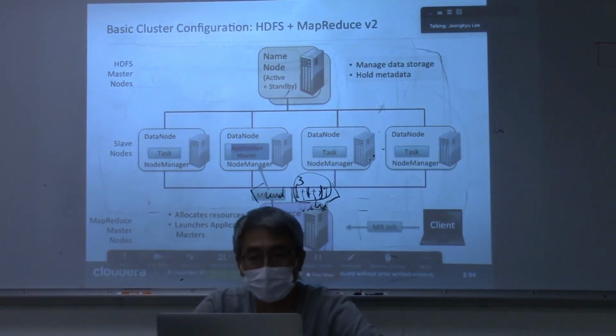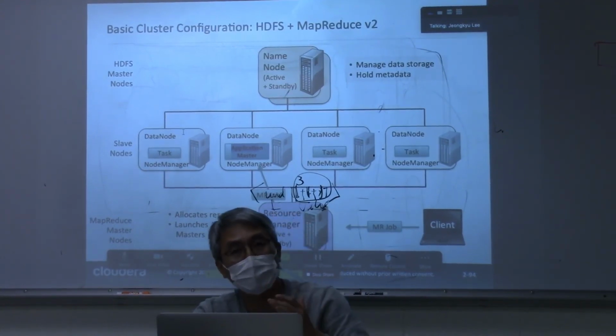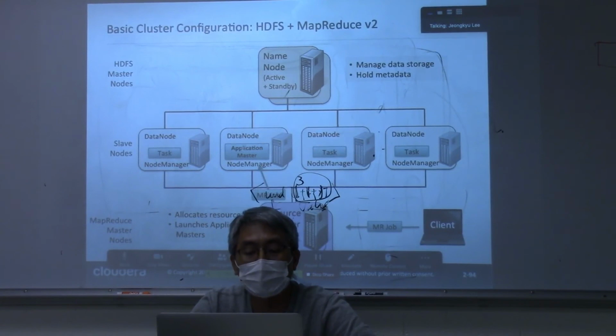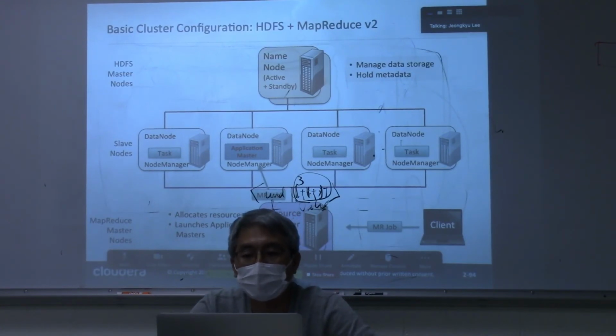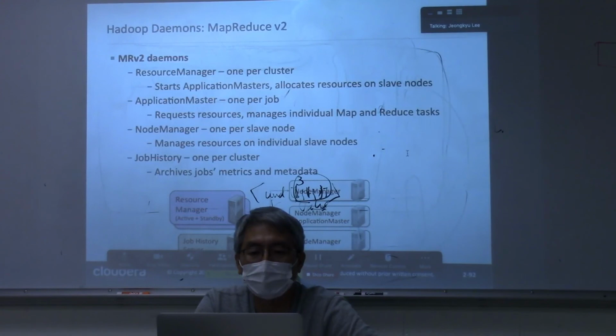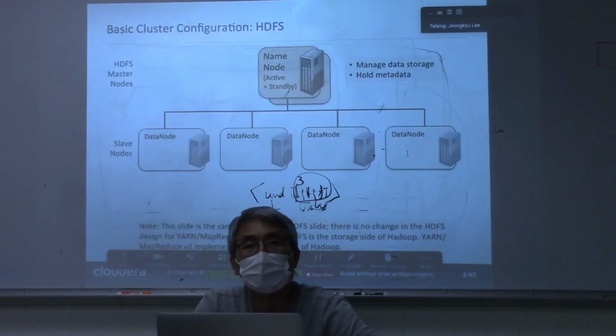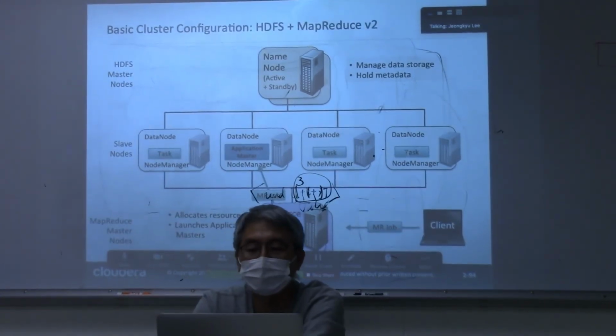Then that is the map. Once the mapper job is done, they upload the mapper output to the reducer. At that time the application master also decides which node will be the reduce server. That is different from the old version of MapReduce. The old version does not use such an application master. Instead, the name node directly contacts each data node.